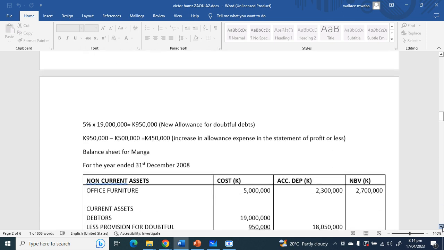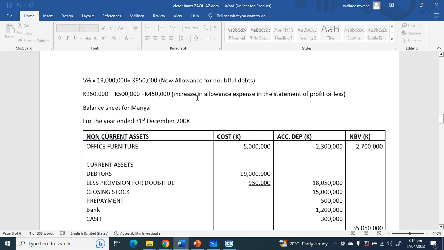Then we also tabulated our allowance for doubtful debts. This 950,000 is 5% of 19 million. This 950,000, the allowance for doubtful debts, which is the money we are expecting not to receive, we deduct from the debtors' balance. So when you say 19 million minus 950,000, you get 18 million 50,000. Are we okay with that, colleagues?